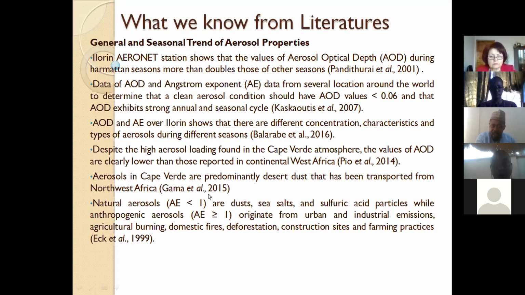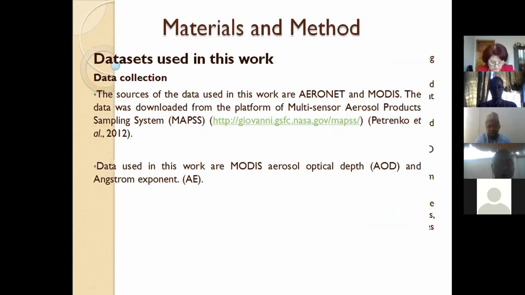Just like I said earlier in the picture shown, once the Angstrom exponent value is less than 1, it shows there is a predominance of dust particles, which are natural aerosols. And if the value is greater than or equal to 1, then we have a fine mode, which is biomass burning.